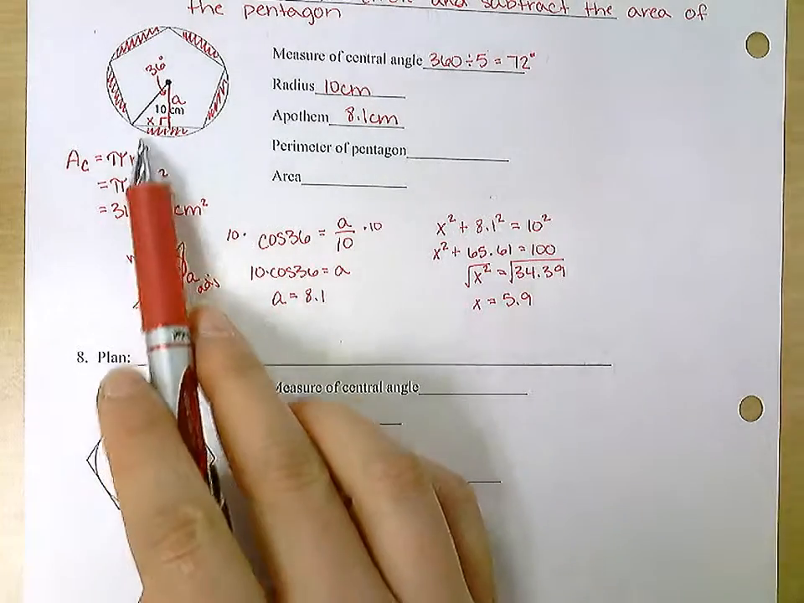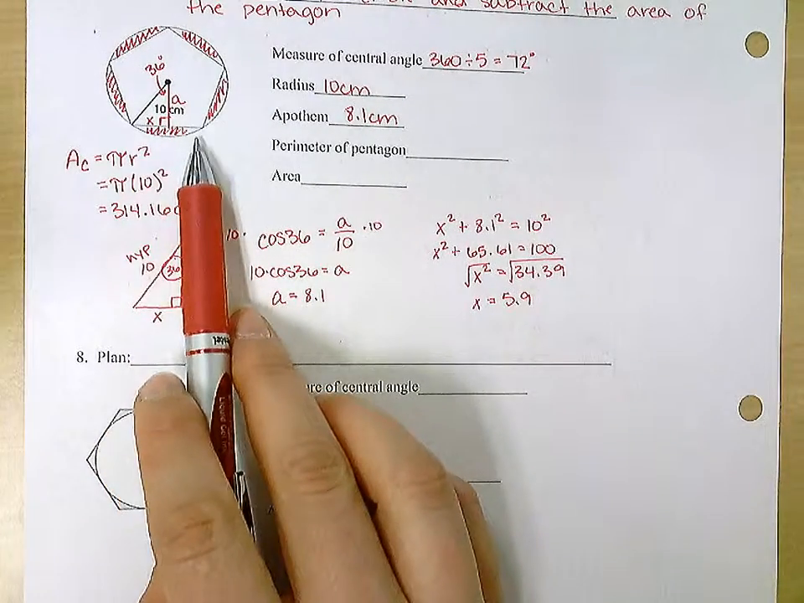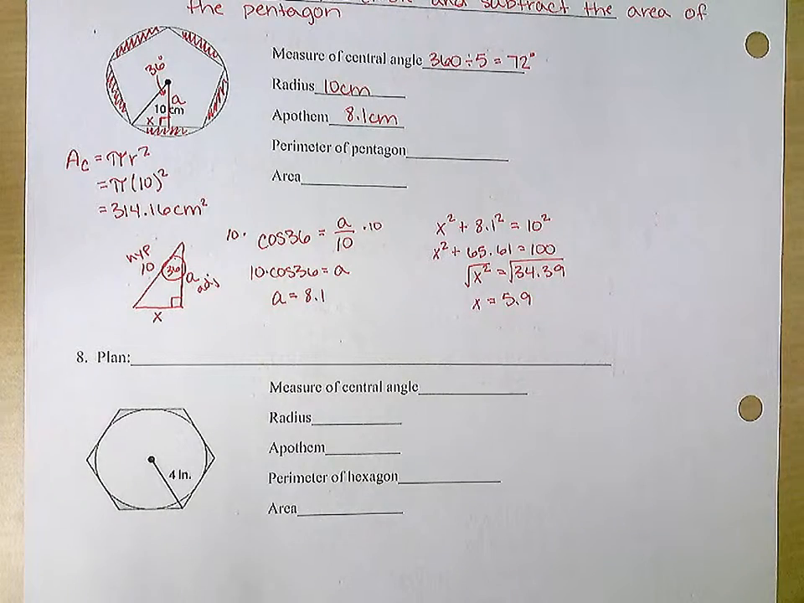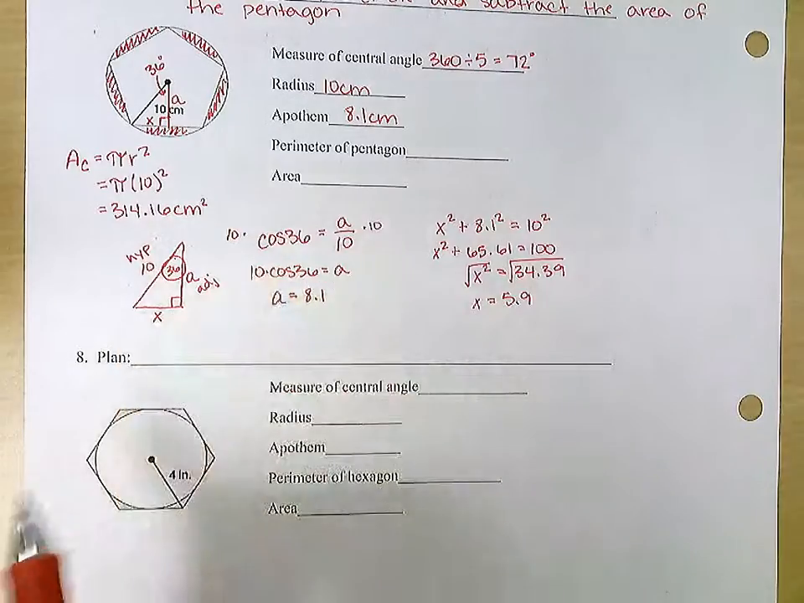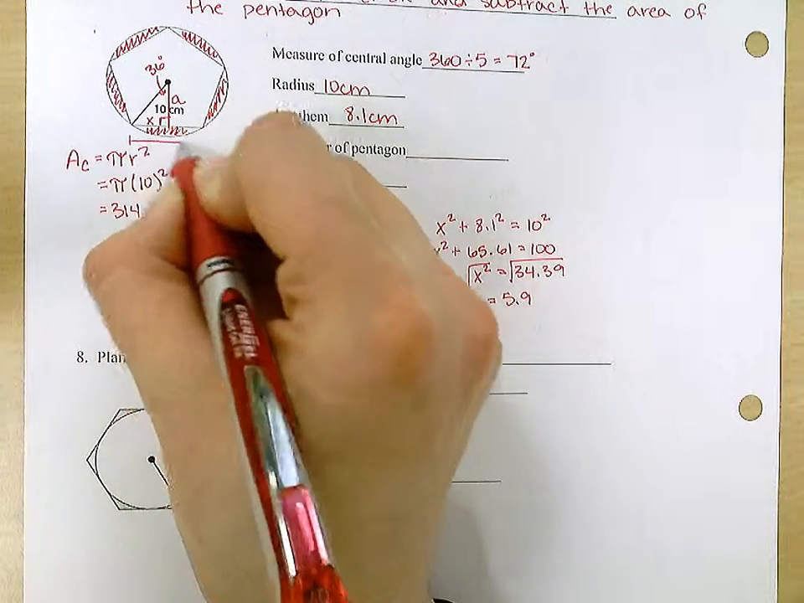Now, 5.9 is not the entire side, right? It's only part of that right triangle. So I do need that entire side length. So you just multiply it by 2.